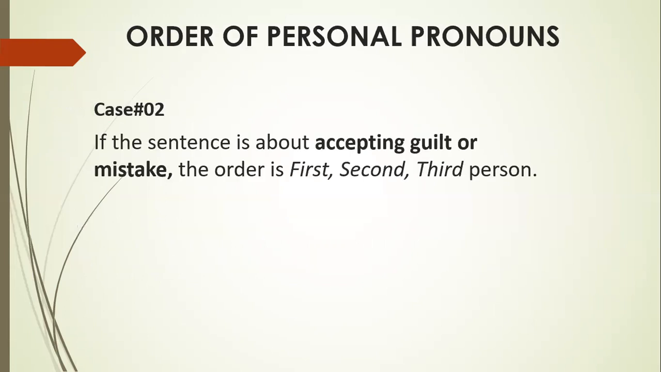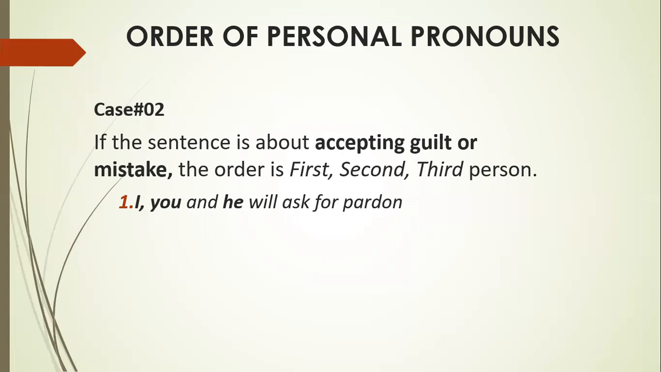Case 2: if the sentence is about accepting guilt or a mistake, the order is first, second, third. Before this it was modesty and politeness, but here you are going to accept. You can say it is a type of modesty, that you have first shown acceptance. And here the order has been changed: first person first, second person second, and third person third.